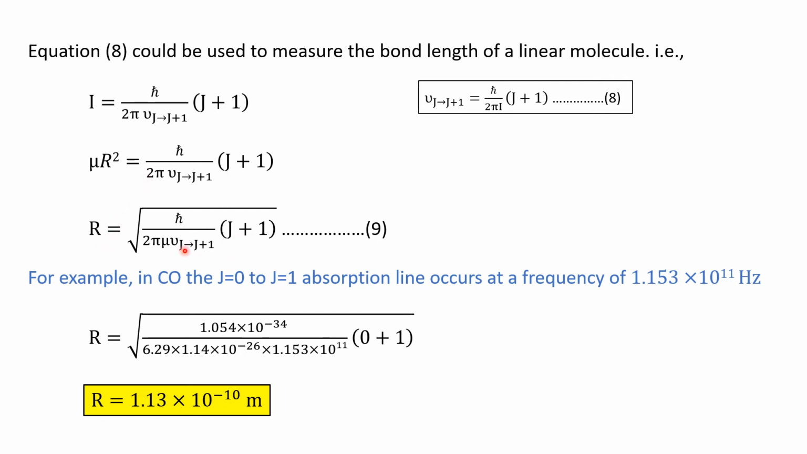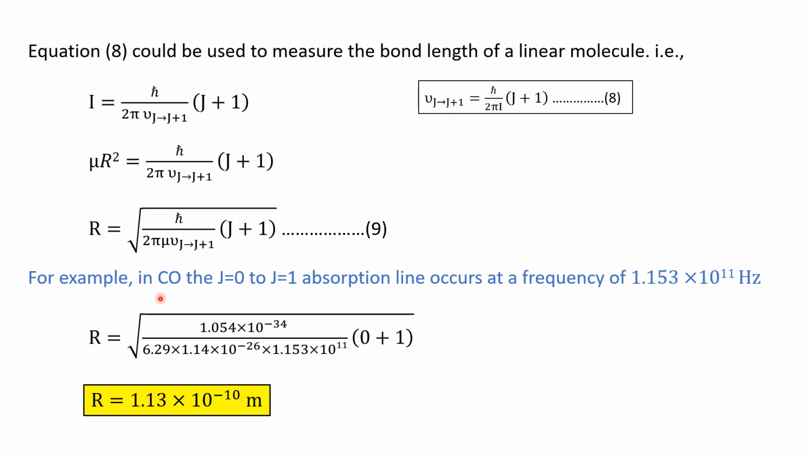So now here, if we know the value of the frequency for the particular transition, and as we have seen in the previous slide, we can measure which particular frequency corresponds to which particular transition. So putting those values over here, we can find the bond length.